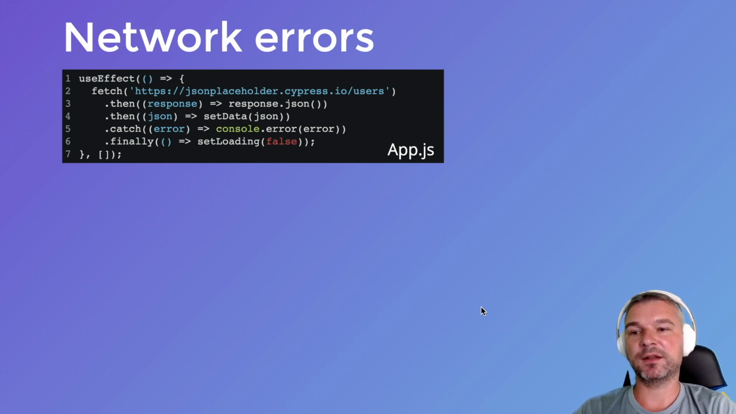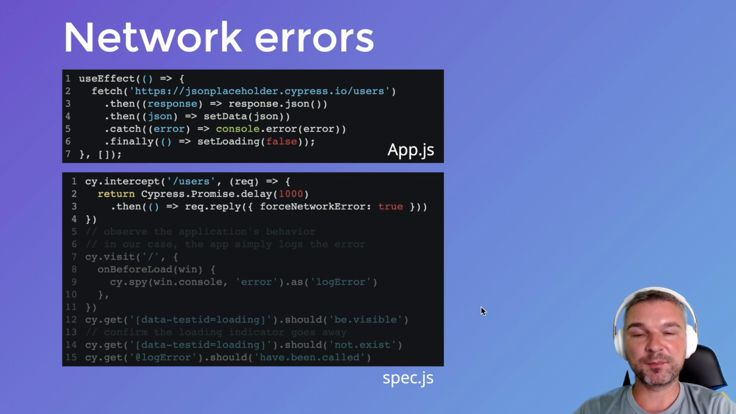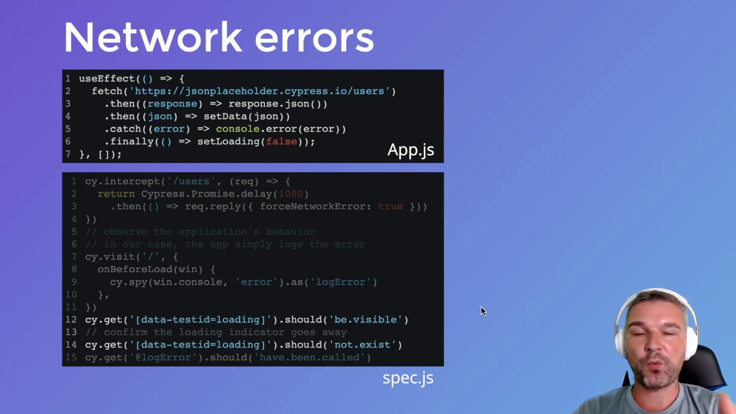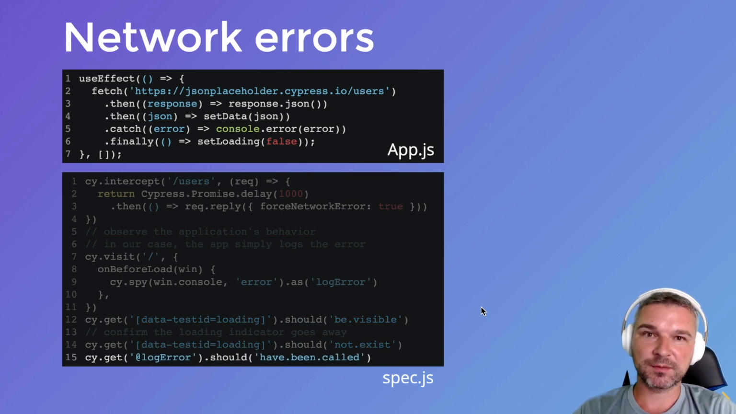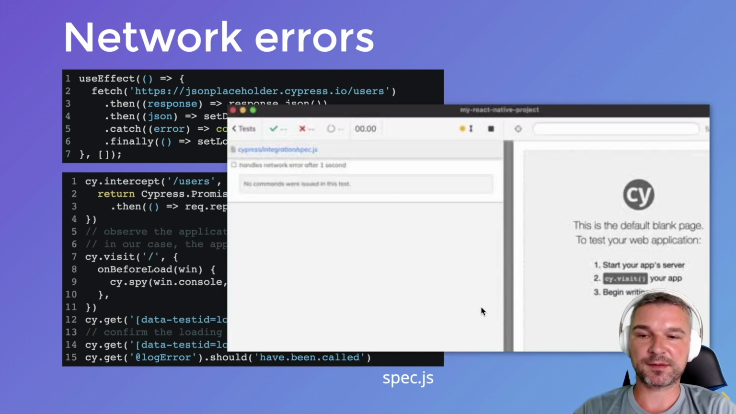Even difficult logical paths, for example, the unhappy path. What does your application do when it hits an error? In our case, it just prints a message to console error. We can test this by forcing the reply with a network error using intercept, stubbing or spying on the console error method, and then confirming that once the loading indicator goes away, the log error method was really called. Whatever your application does when it hits a network error, we can confirm right there in a Cypress test.